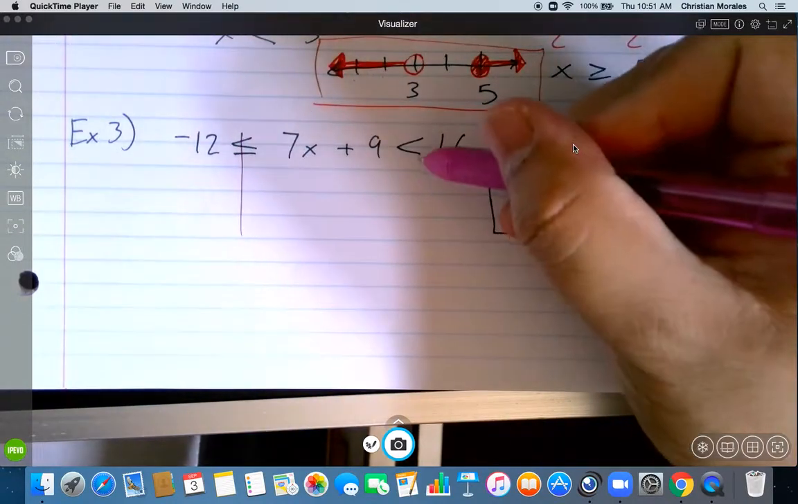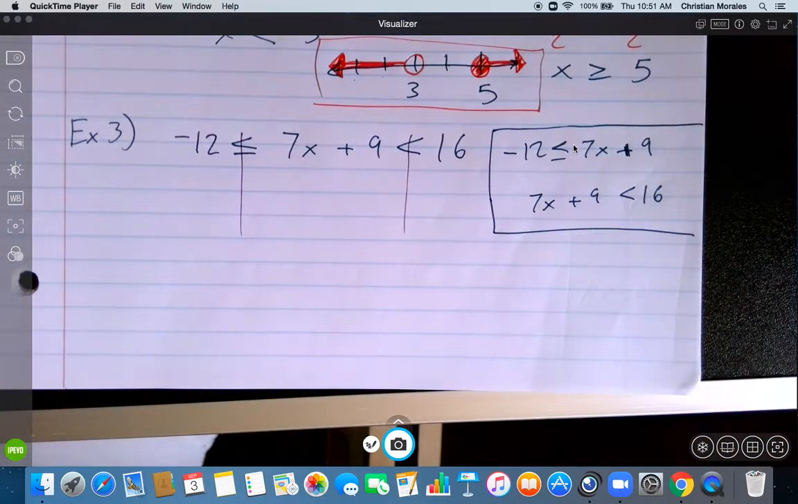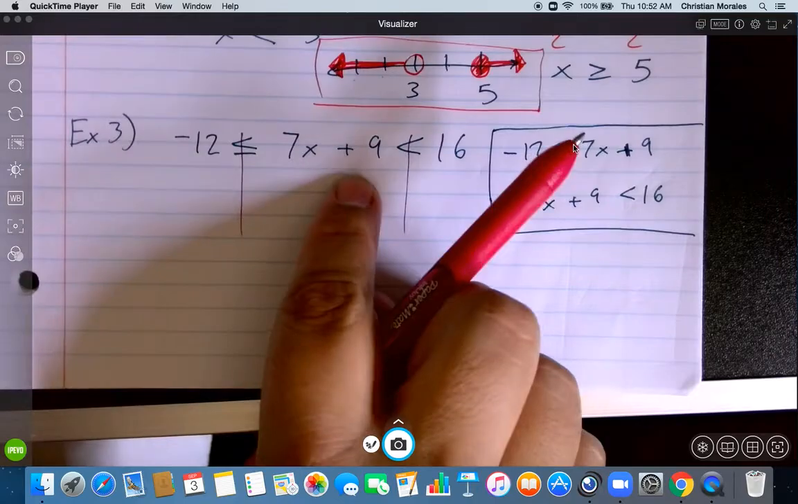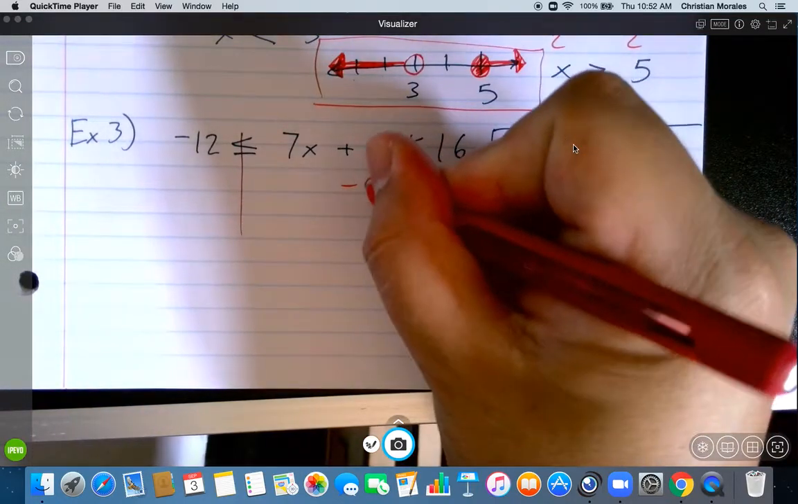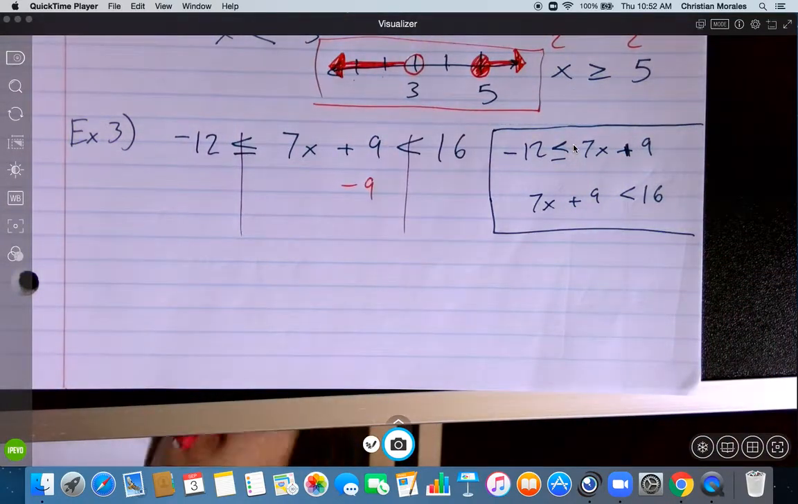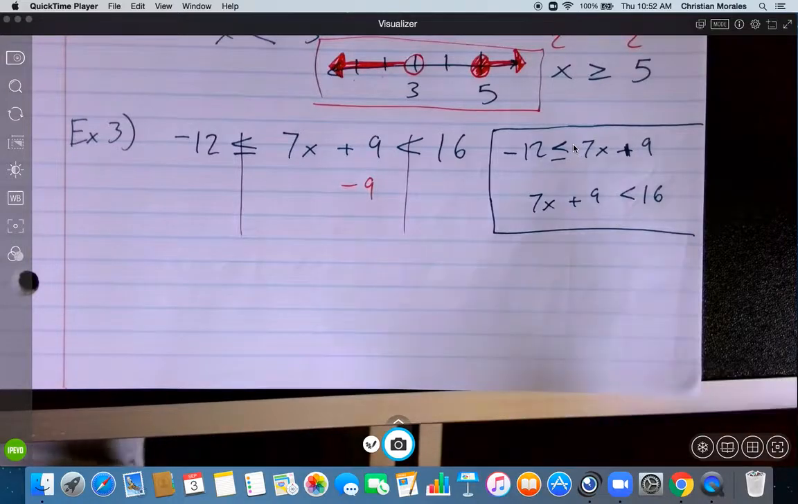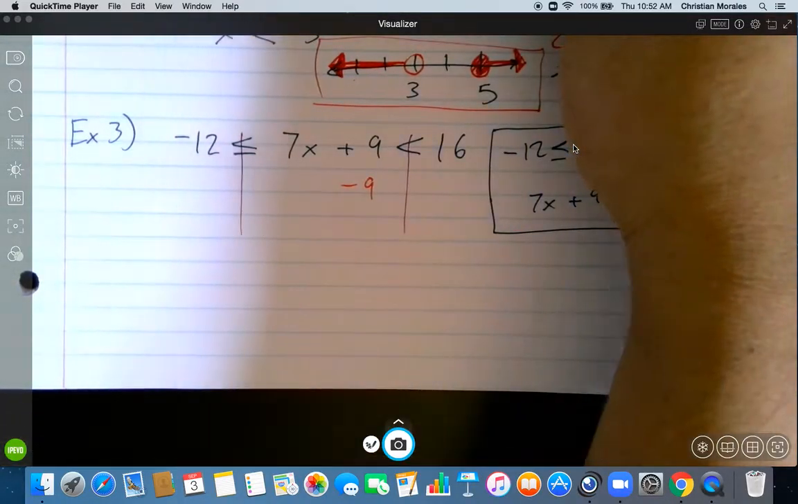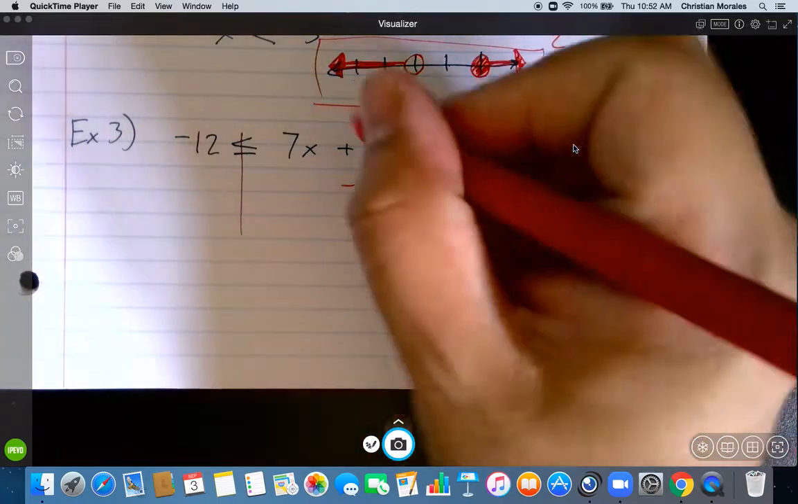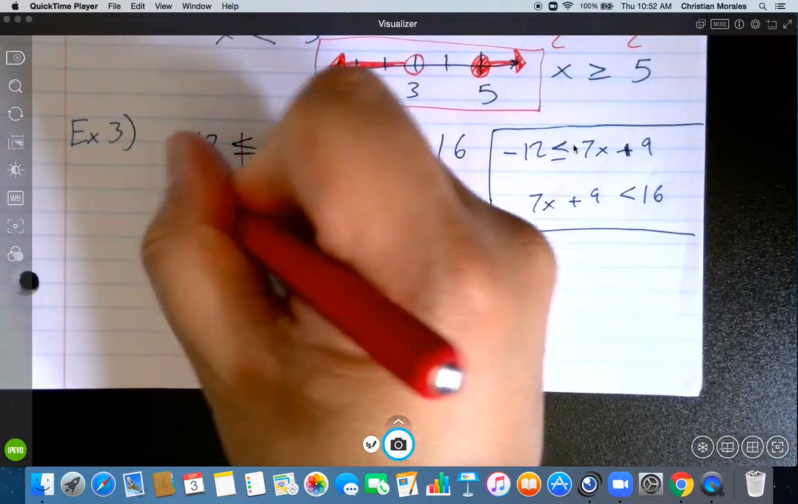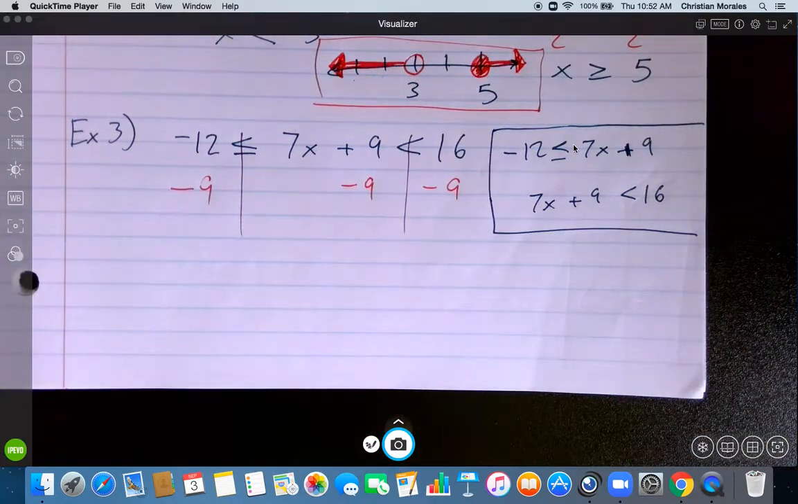You have two inequality symbols, right? So instead of having two sides, you have three sides. You can still use inverse operations. So for example, if I want to get rid of this 9, inverse operations, I subtract 9. Normally I tell you whatever you do to one side, you also do to the other. But now, you're going to do it to all sides. So you're subtracting 9 from all sides.